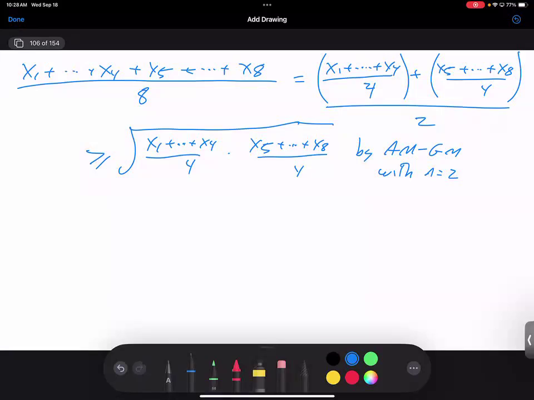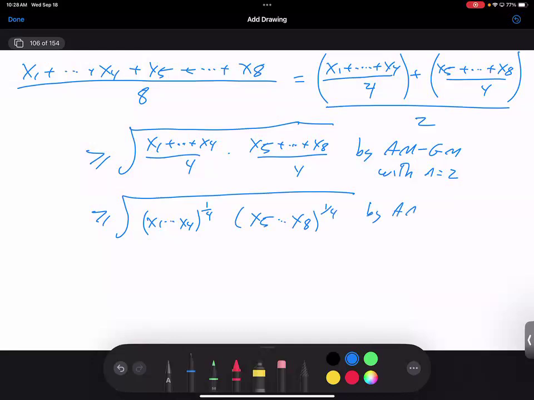Yeah, I'd much rather use the AMGM for four things, right? So this is now going to be greater than or equal to the square root of the geometric mean, which is just going to be x1 dot dot dot x4 to the 1/4 and then x5 dot dot dot x8 to the 1/4, by AMGM with n equals 4. And now we've got the square root of two fourth roots, which last time I checked, oh no, I didn't check because I wasn't thinking about this problem at all. I'll check now. Okay, good. The square root of a 4th root is an 8th root. And so this will just be x1 dot dot dot x8 to the 1/8. And so we've now proven the arithmetic mean geometric mean inequality with 8 items.